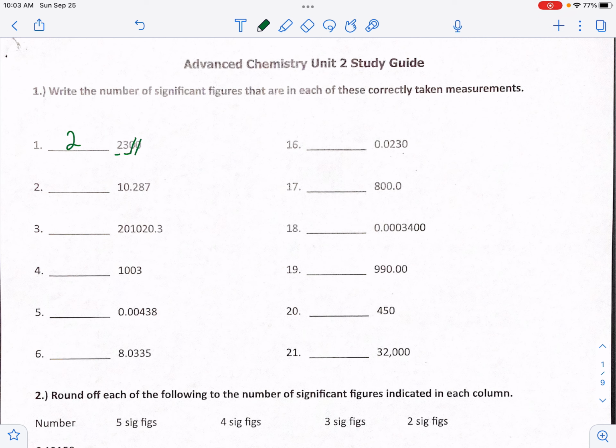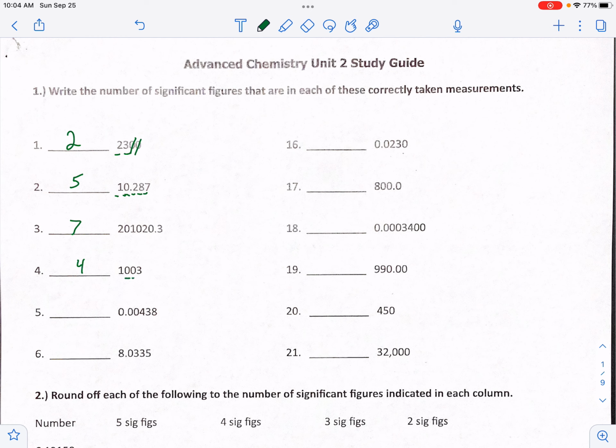Now number 2, I do have a 0, but if you look, it's sandwiched in between 2 non-zero numbers. If it's sandwiched in between those, it's definitely going to count. So I have 1, 2, 3, 4, 5. So there's going to be 5 significant figures. 3, same thing. Zeros are all sandwiched in between. So this is going to be 7. 4, same thing, sandwiched in between. So there's going to be 4.